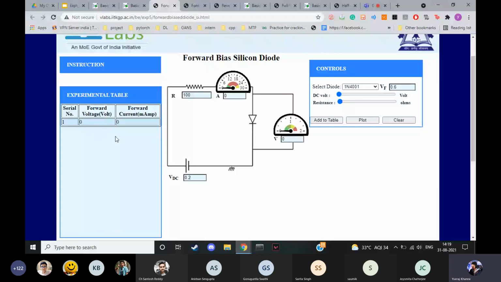It will be 0 until you have reached the threshold voltage, so increase it more than 0.6. So I'm selecting 0.7 here, and then you just add it to the table. You just keep on doing that for all the points. I'll just show this once.